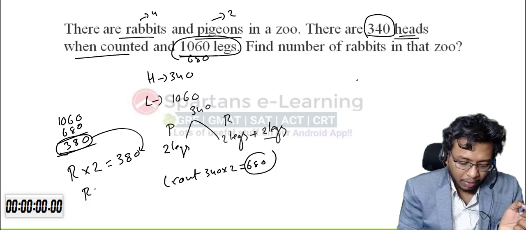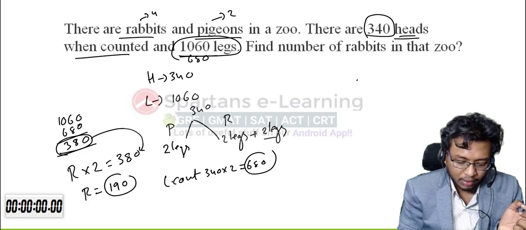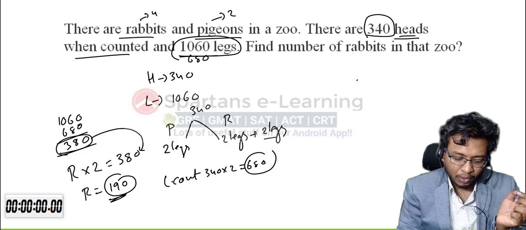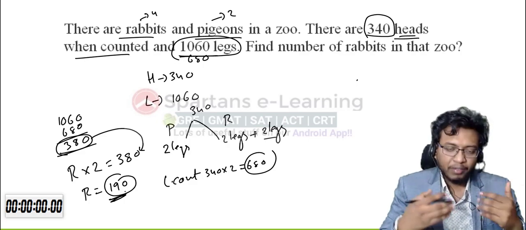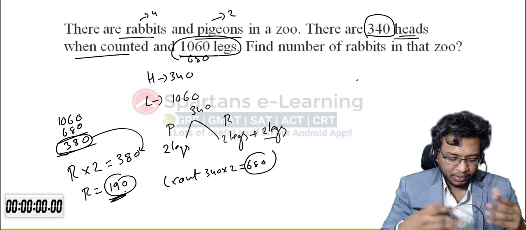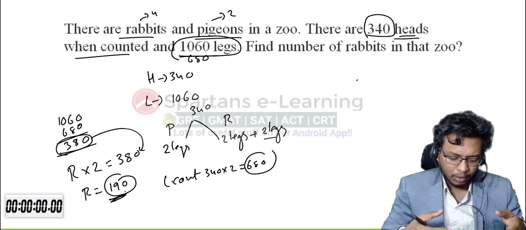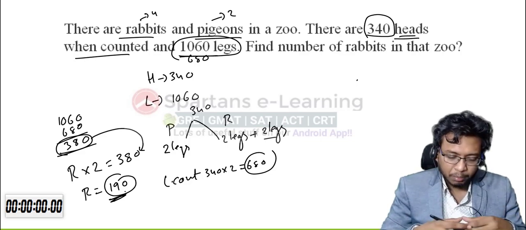So what is the rabbit count? It will be 190. That's it. So 190 is the correct answer. Okay, so sometimes calculation mistakes happen because I'm in front of the camera. So sometimes what happens is while doing oral calculation mistakes happen.